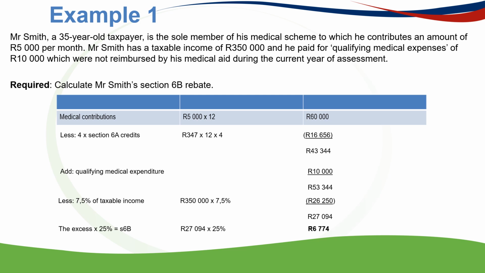So 27,094 Rand multiplied by 25% gives us the section 6B additional qualifying medical expenses tax credit of 6,774 Rand.